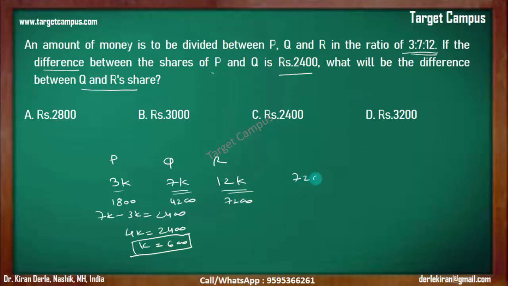So 7200 is R's share. This is R, and 4200 is Q's share. The difference is 3000. I hope you have got this. The basic stuff we are covering. Try to understand this, right?